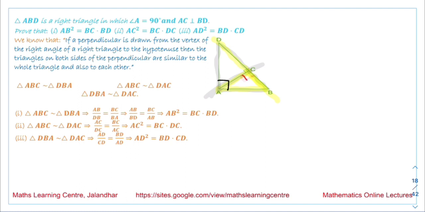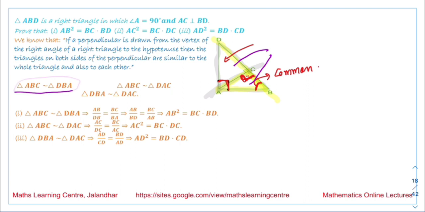Why? Because this angle over here, for both these triangles, is the common angle, it is 90 degrees. For the larger triangle, this angle is 90 degree. This is the common angle. So both these triangles are similar to each other. Similarly, this triangle ACD and ABC are similar to each other. And both these smaller triangles are also similar to each other.